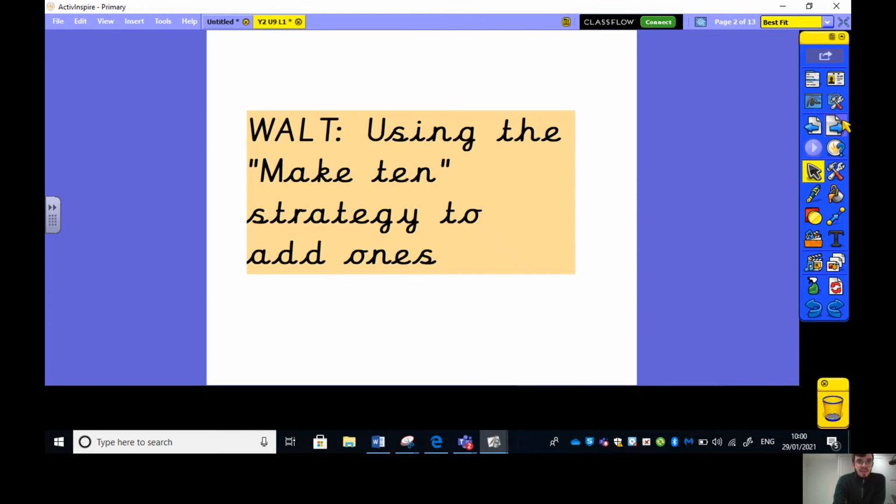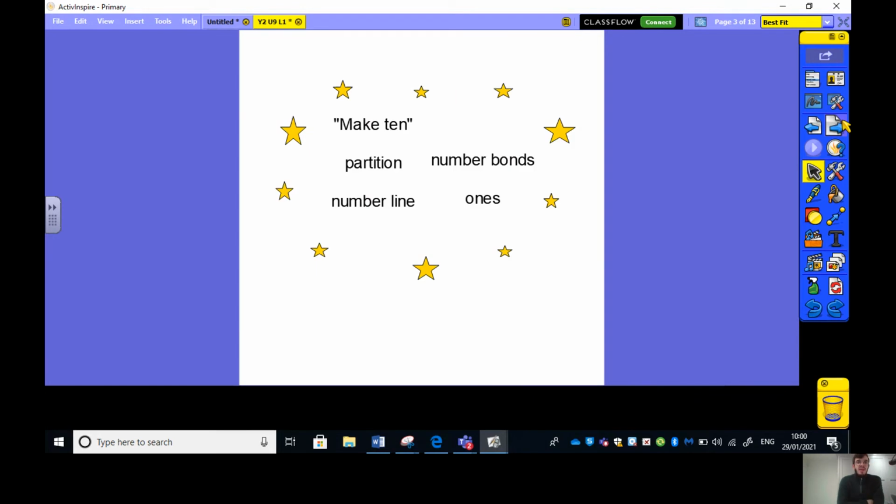Let me share my screen. Let's do the key words. I will say it, you will say it. Make 10. Partition. Number line. Number bonds. Wands. Really well done. Just to clarify some of these words so we know what they mean.